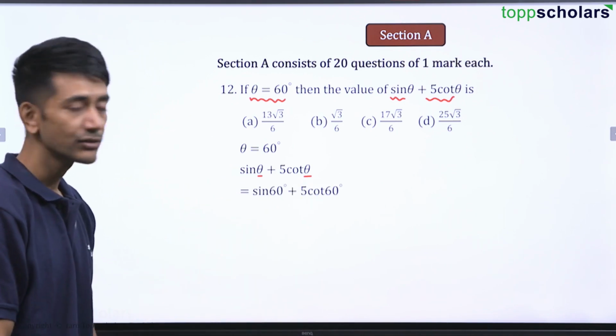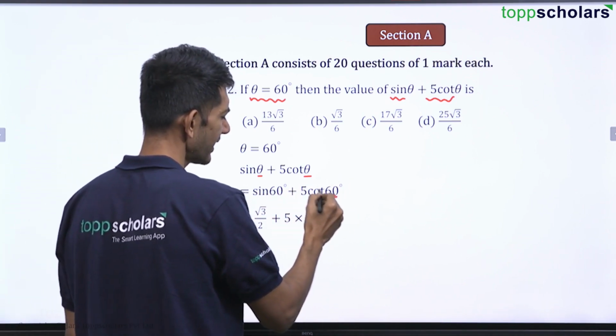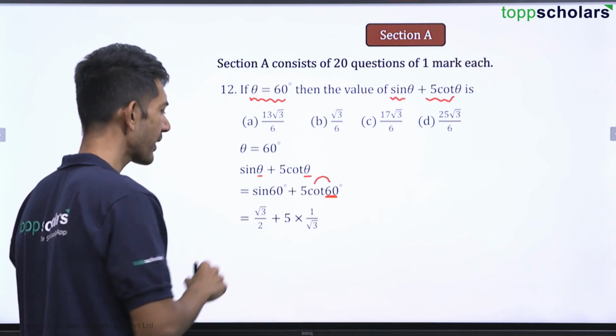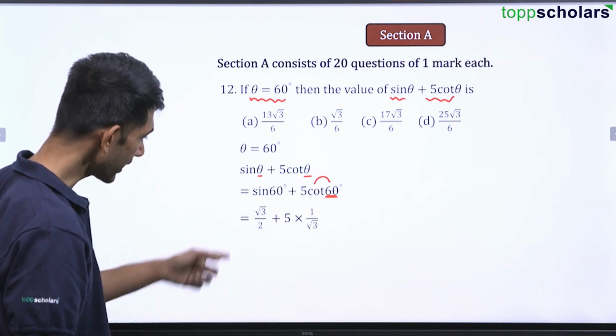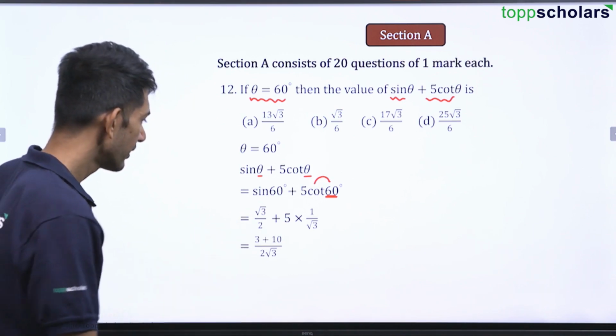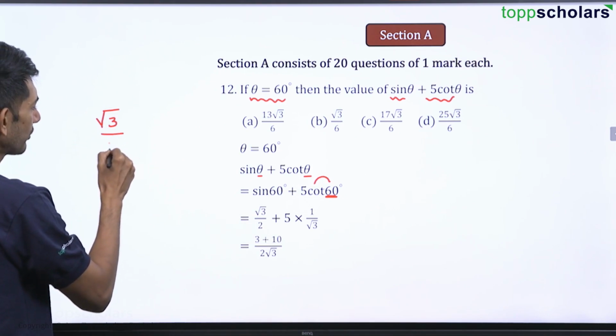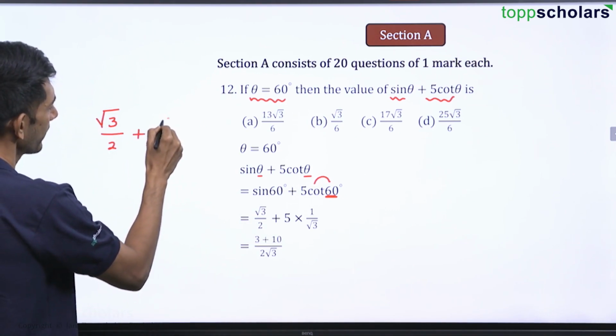Sin 60 is root 3 by 2. Tan 60 is root 3. So cot 60 will be 1 by root 3. So this becomes root 3 by 2 plus 5 by root 3. Correct? How did you get to this step? In case there is confusion, I'll just explain it in small steps. That is 5 by root 3.